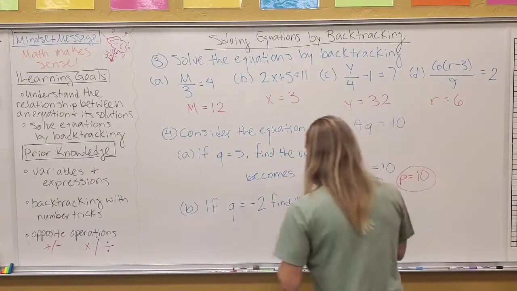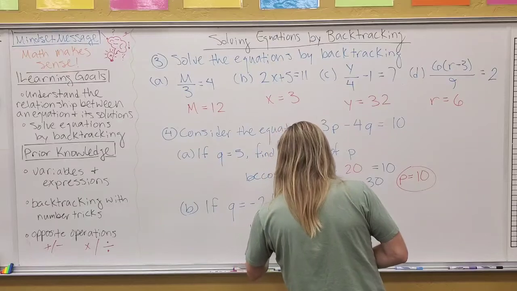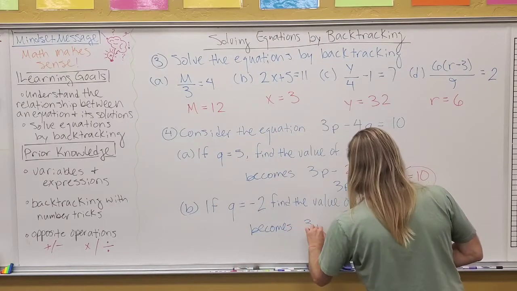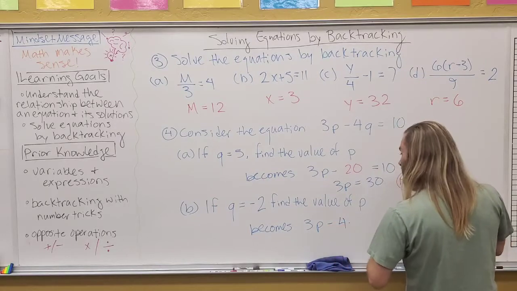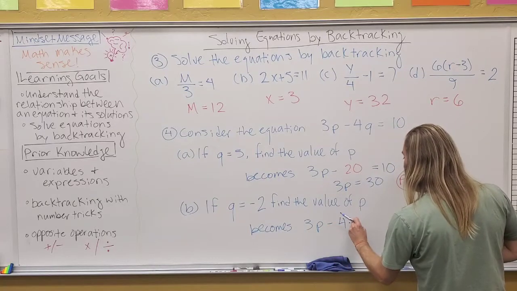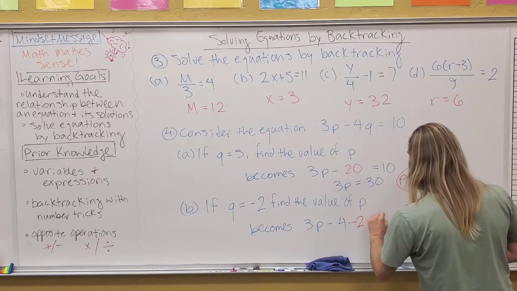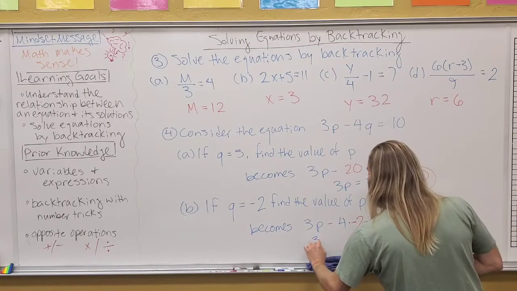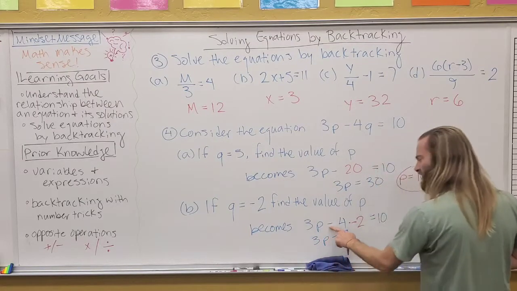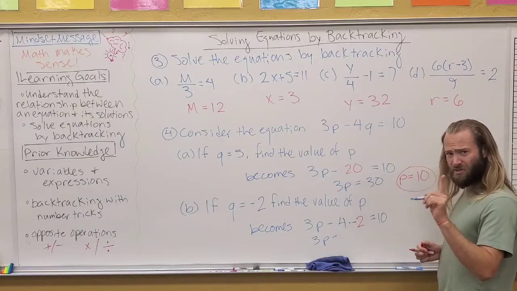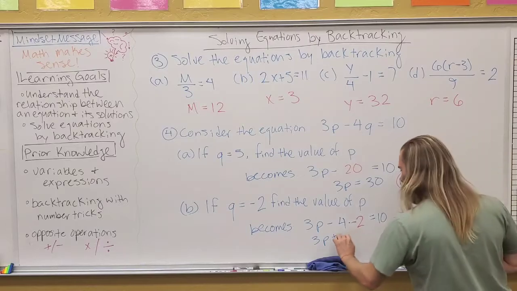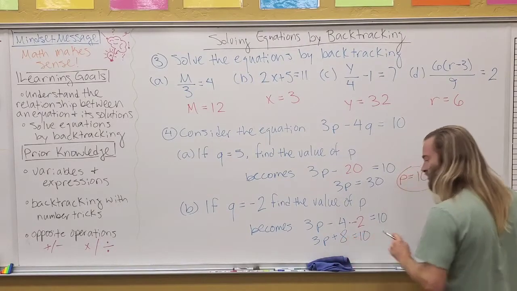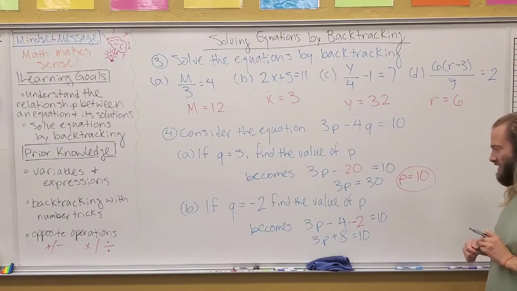Okay, let's check your work here. So this becomes 3p minus 4 times negative 2 equals 10. So we get 3p minus, oh wait a minute, negative 4 times negative 2. You got to be really careful with our signs here, with our negatives. That's going to turn into a plus 8 here. So you may want to check your work on that in case you accidentally missed it.